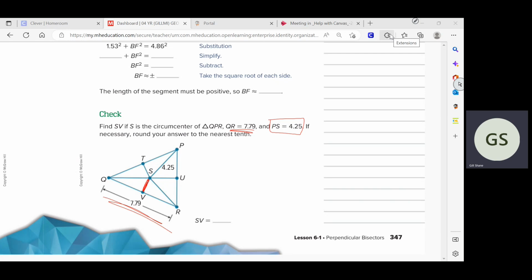Well, I mean, that's what a lot of kids did. Oh, well, it kind of looks like an isosceles, and it probably is. But you can't assume that, so we cannot assume. There are all kinds of triangles. So this 7.79 can only be used down here.